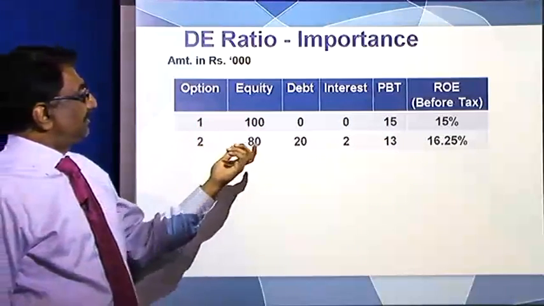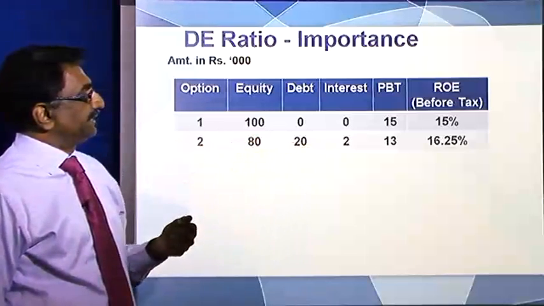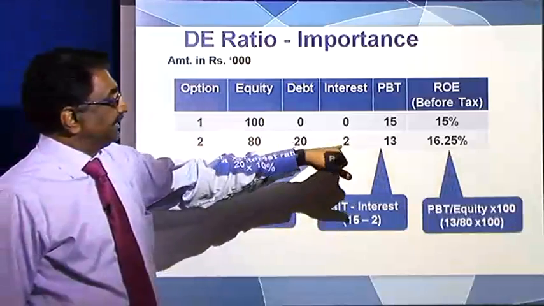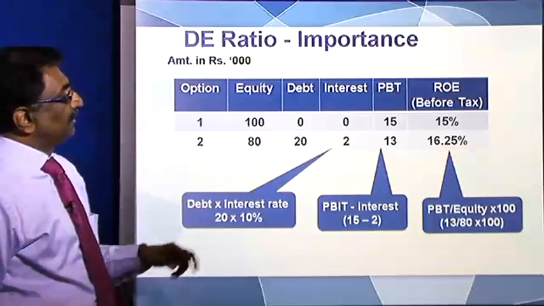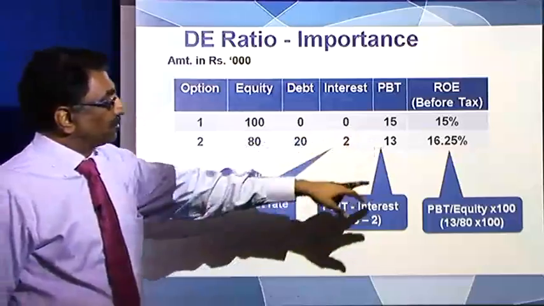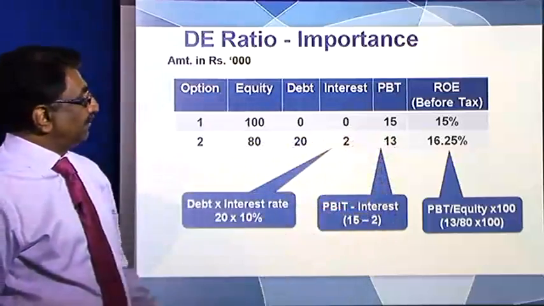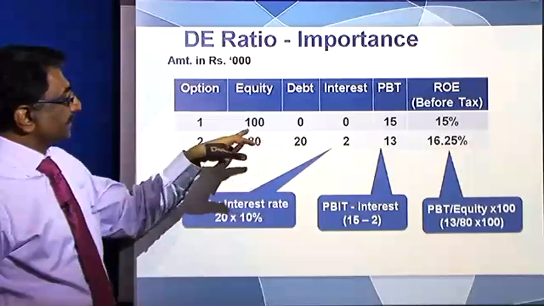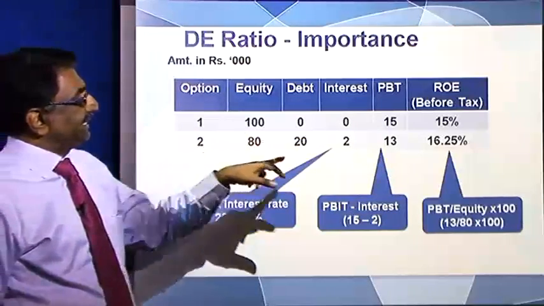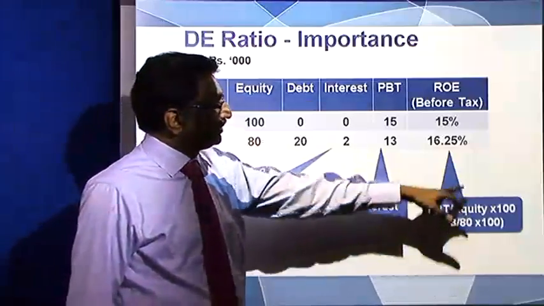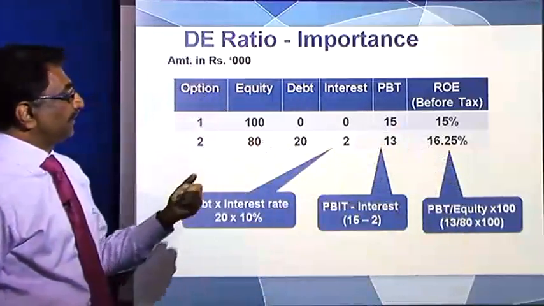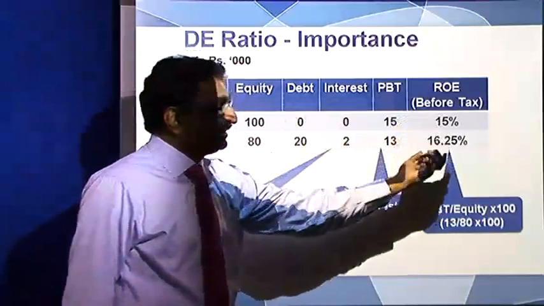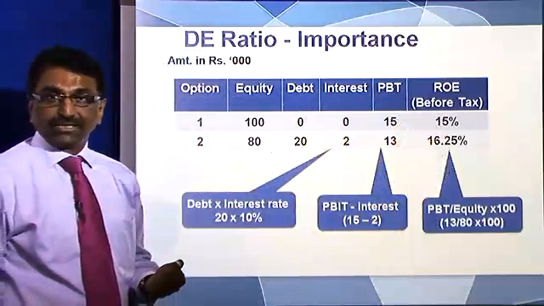In a second situation, we bring in 80% equity and 20% debt. Then 20 into 10%, which is the interest cost, will be 2. Out of this 15, 2 will go, so the balance PBT will be 13. But since the amount of investment by the owners, the shareholders funds, is only 80, the effective return generated is 16.25%. So bringing in debt, as we see, starts increasing the return for the shareholders.